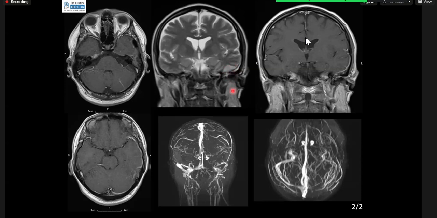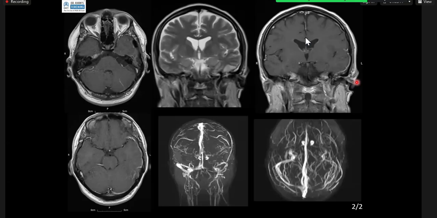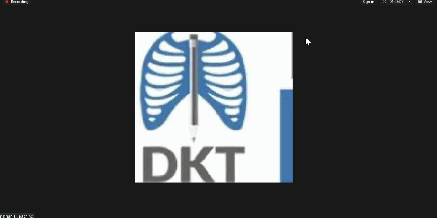Always, always look for venous sinuses. Of course, in this case, we already know that there is a dural venous sinus thrombosis, but we can see that there is meningeal enhancement, and we can see that there is cerebritis. So now let me go through the case.